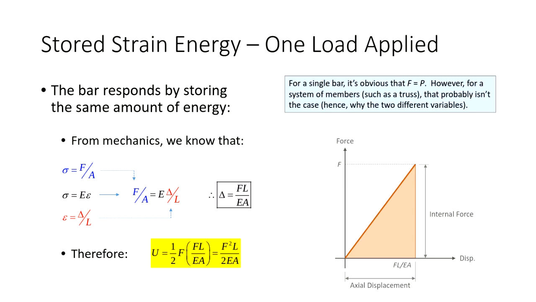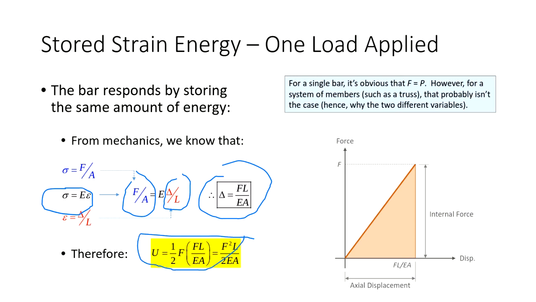And so what I can do is take this stress equals E times strain expression, and say, well, the stress is F over A, the strain is delta over L, and I can solve for delta, which is just FL over EA, and then use the same approach, the 1/2 base times the height, and I can get an expression for the U value.